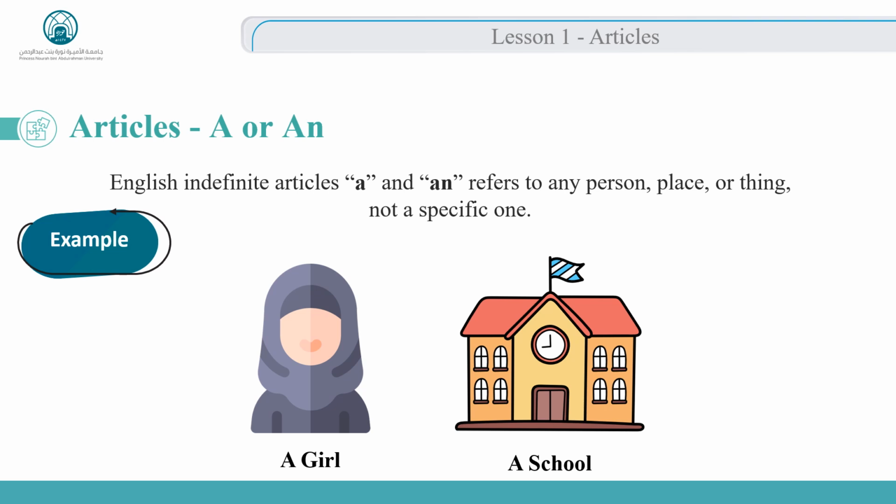There are two indefinite articles in English, a and an. We use a and an to refer to any person, place, or thing, not specific ones. Like when we say a girl, we refer to any girl in the world, not a specific girl. And when we say a school, we also refer here to any school in the world, not a specific school.